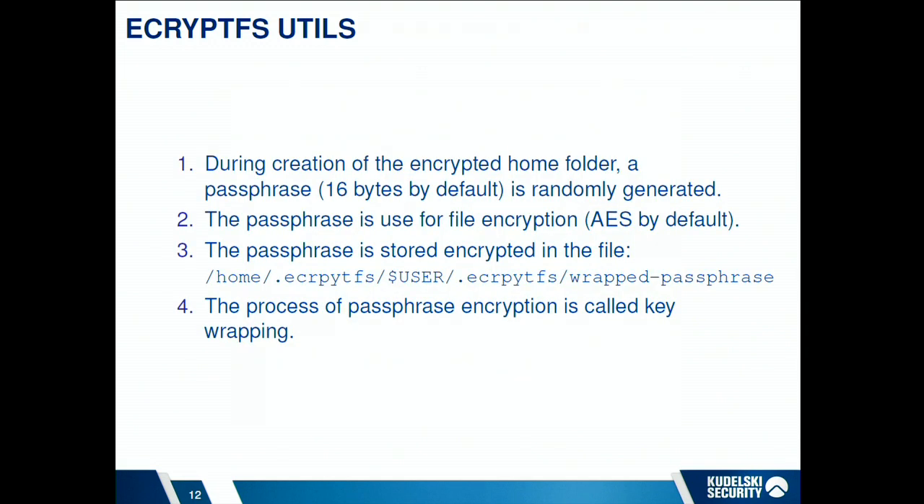To do that, a passphrase is randomly generated, and this passphrase will be used for file encryption and decryption with AES by default. This passphrase must be encrypted and stored on the hard disk. It is done in the wrapped-passphrase file. And in eCryptfs, the process of passphrase encryption is called key wrapping.